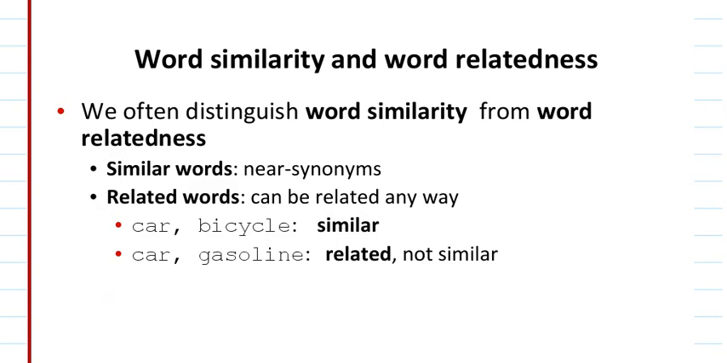So the similar words may be synonyms, they may be near synonyms, and the words that are similar may be related, or they may not be related, right? So for example, car and bicycle are similar words because they appear near each other in the corpus. Similarly, car and gasoline are related with each other, right? But they may not appear near each other in the corpus, so they may not appear similar when we calculate the similarity.